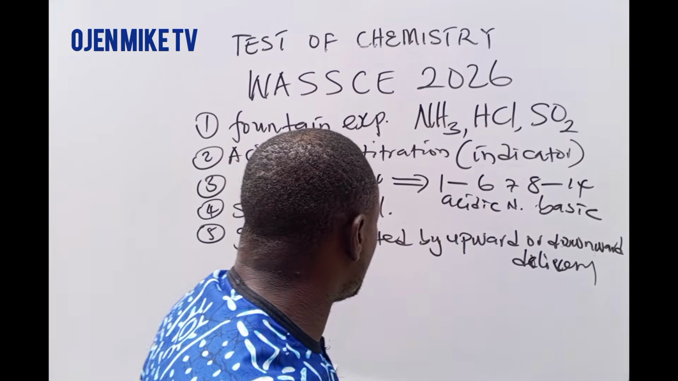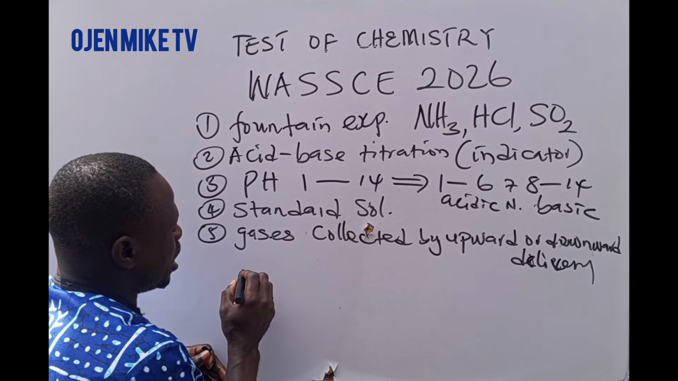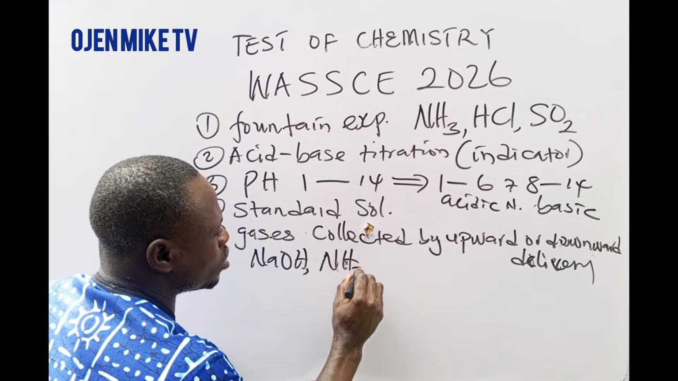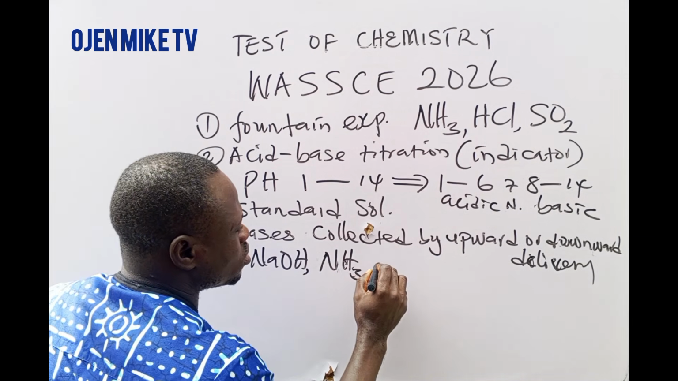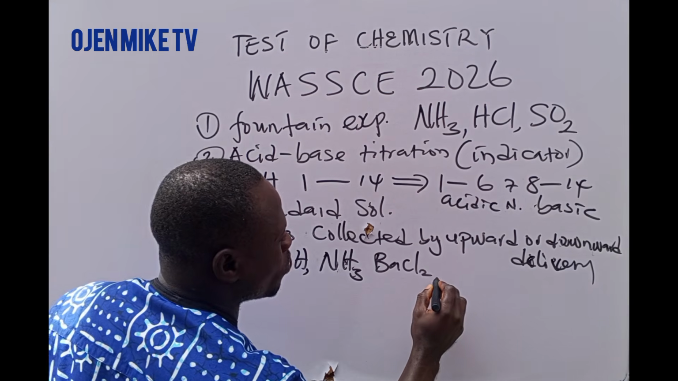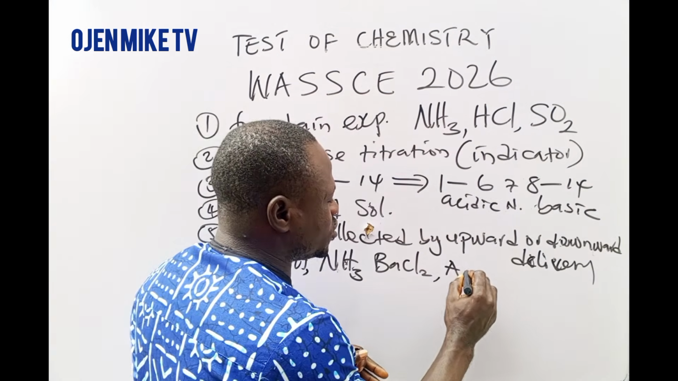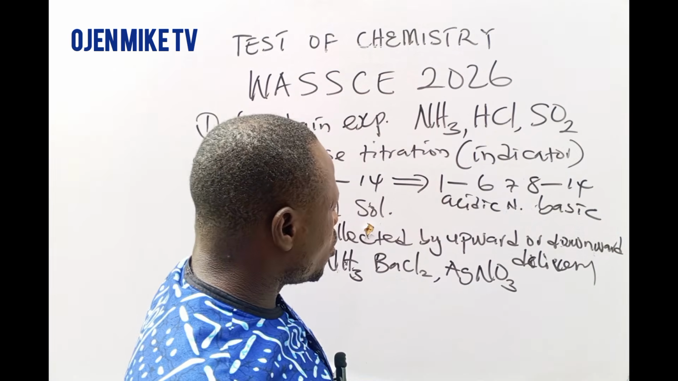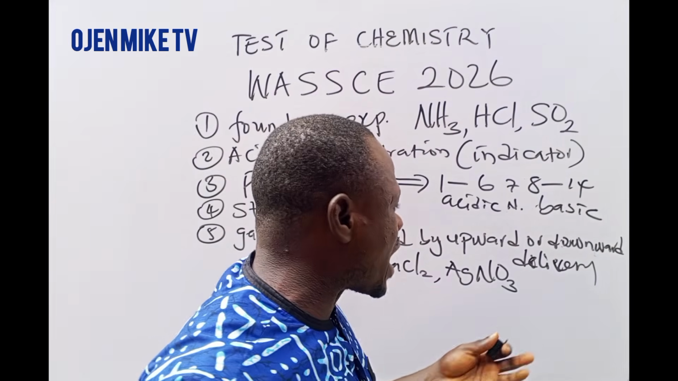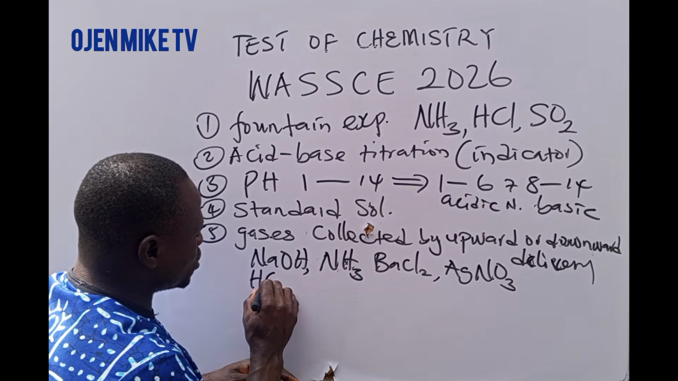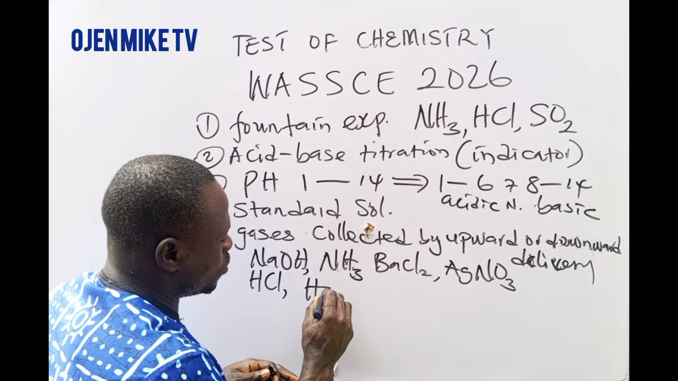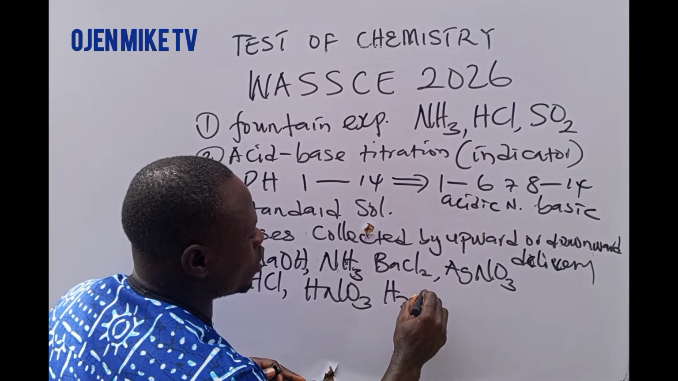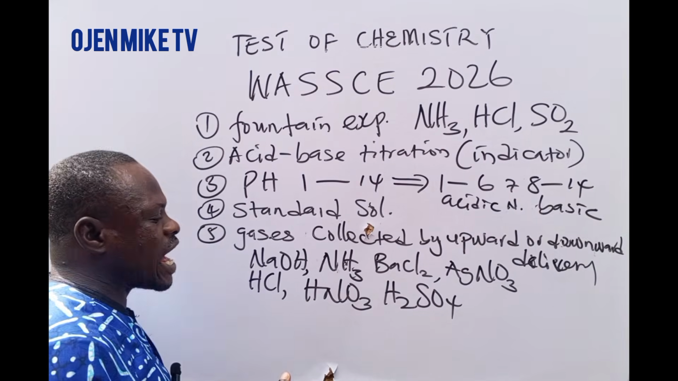Now reagents mostly used: we have sodium hydroxide, more common. We have aqueous ammonia, more common. We have barium chloride, more common. We have silver nitrate, more common. We have acids. Acid is used for gases. We have HCl, HNO3, H2SO4, and so on. These acids are used to what?